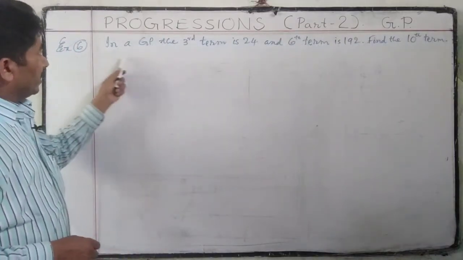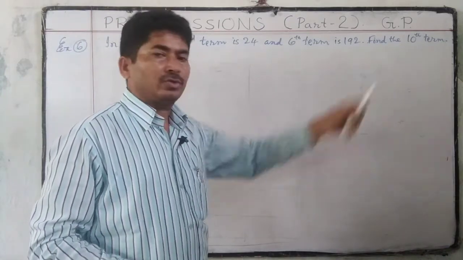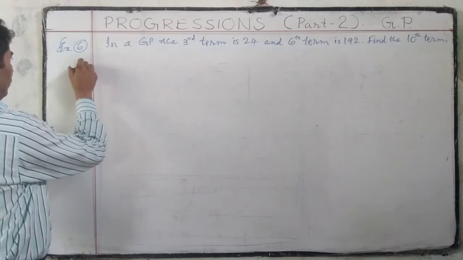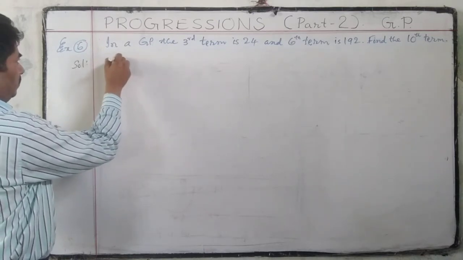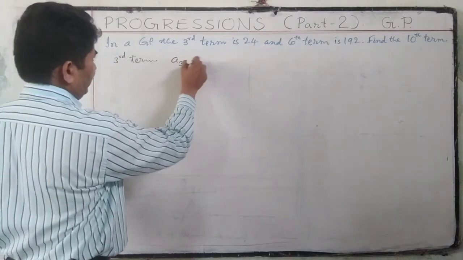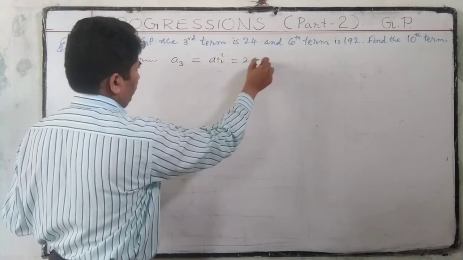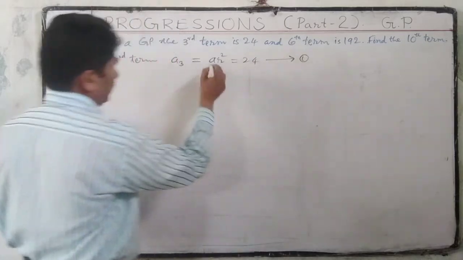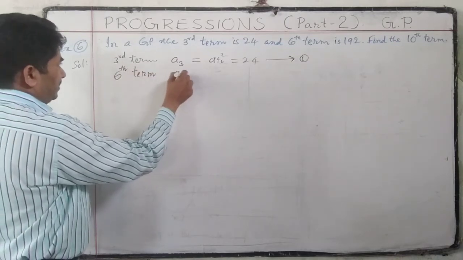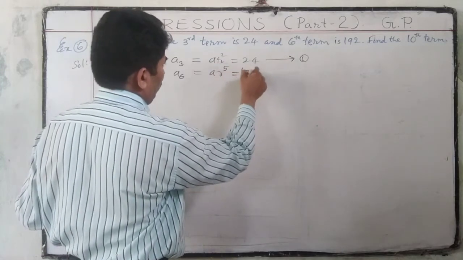Example 6. In a GP, the third term is 24 and sixth term is 192. Find the 10th term. Third term A3 is equal to AR square is equal to 24. This is equation 1. Next, sixth term A6 is equal to AR to the power of 5 is equal to 192.